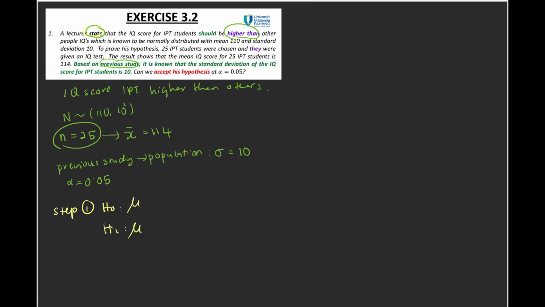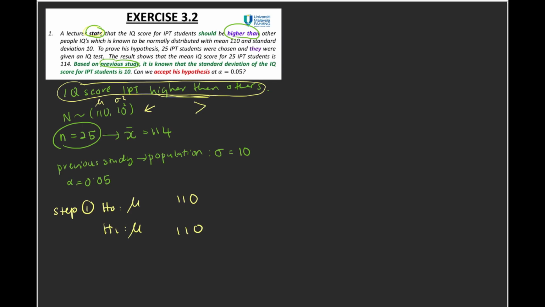Right? And the mu here, if you remember, is normal with mu and sigma square. So our mu is equal to 110. So what do we want to test? We want to test the lecturer's statement that the IQ score is higher than others. Higher than is this symbol.